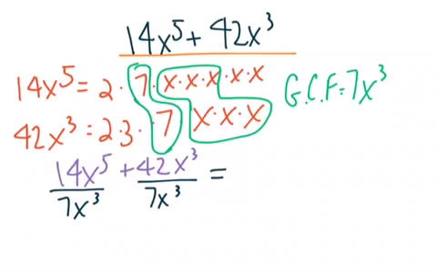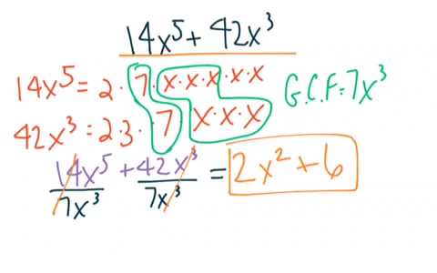Okay, I'm going to then divide my polynomial by 7x cubed. 14 divided by 7 is going to give me a 2. Takes care of that. X to the 5th over x to the 3rd is going to give me a positive x to the 2nd. Plus 42 divided by 7 is going to give me 6. Alrighty. X cubed over x cubed is going to cancel out, so this is our final quotient.